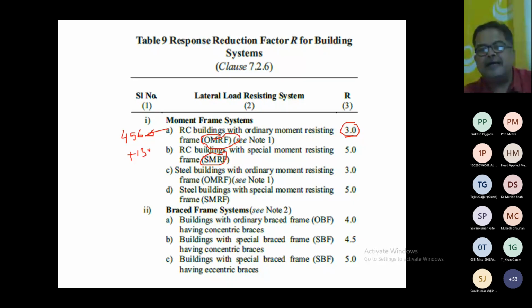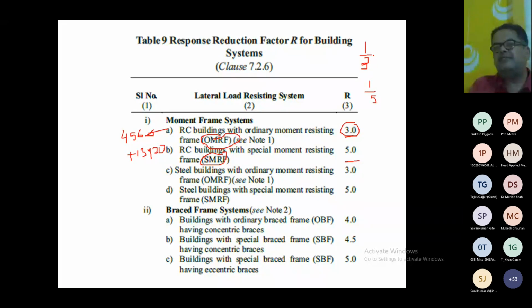This detailing is there, and so IS 456 plus IS 13920 detailing is considered to be a special moment resisting frame. Now the R value is 5. Now just look at this. It is 1 by 3, and another is 1 by 5, right? It is actually R in the denominator.